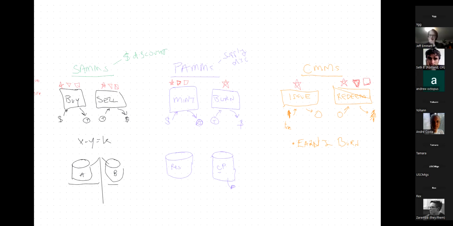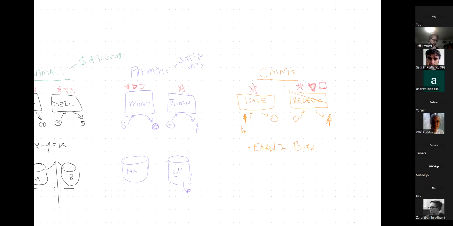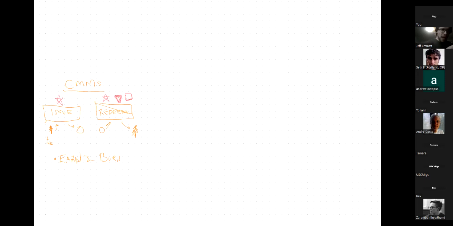Can I ask maybe another question? What happens to the unredeemed value that's underlying the CMMS? Good point. Actually, I was doing a bit of thinking. I'm just wondering if I have any other diagrams here. I think we should consider the productive capacity of these communities. So let me see if I can draw here.